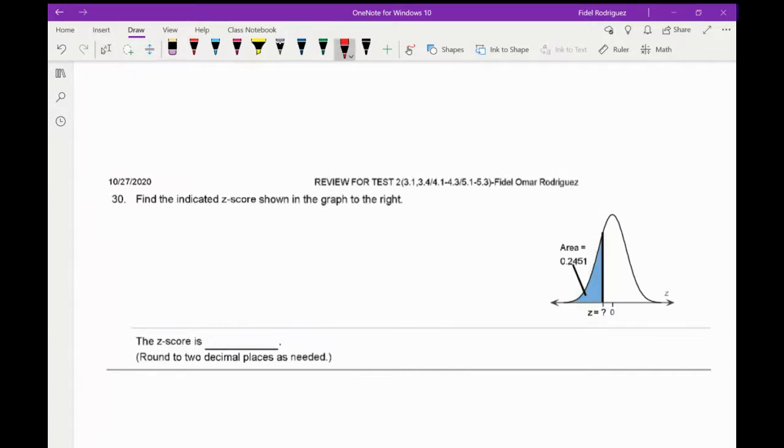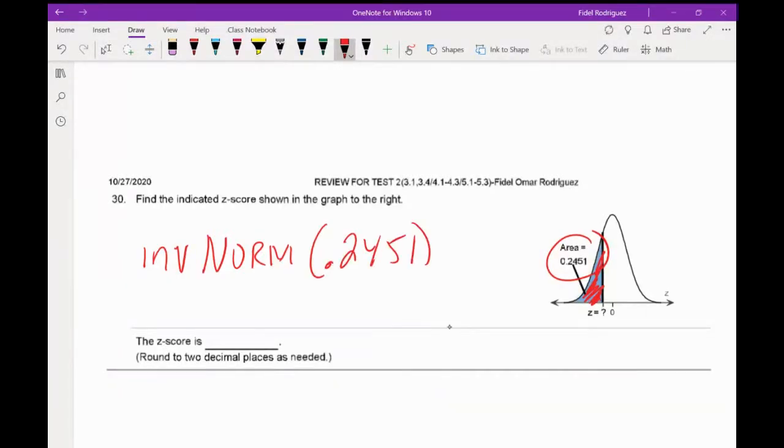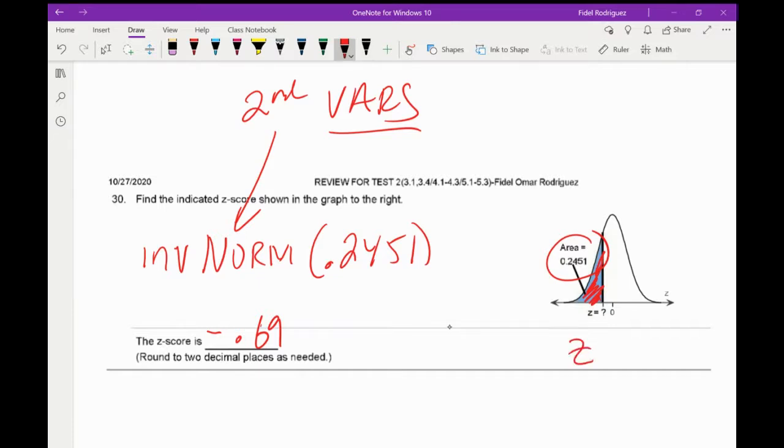Now if I take a look at this one here, it says find the indicated z-score for the graph to the right. They're telling me that we're looking at the area to the left, and the area to the left is 0.2451. So on your calculator, you're going to do the inverse norm of 0.2451. How do I get to inverse norm? You're going to go second vars, type in 0.2451, and close off your parentheses. Did you come up with something like negative 0.69, going to only 2 decimal places? Yes. That's the z-score. What we're looking for here is what value of z, what I have to put there, so that the area to the left was that number. That's all we're doing there.